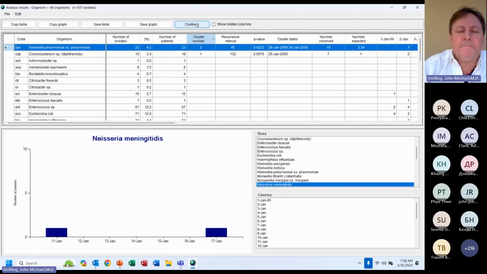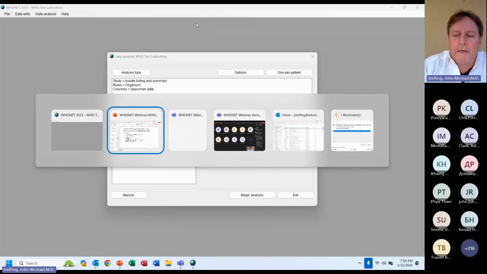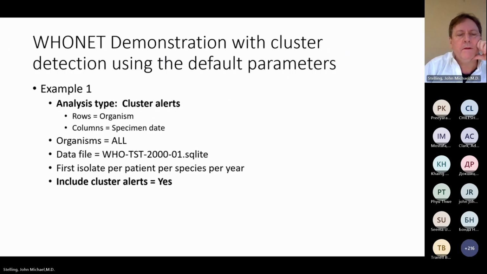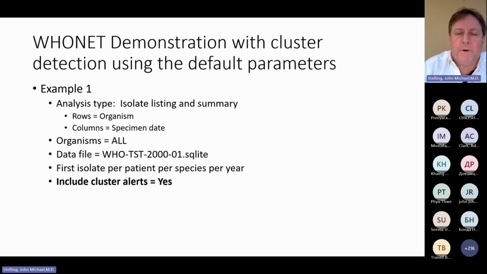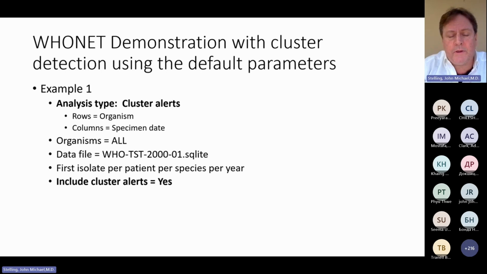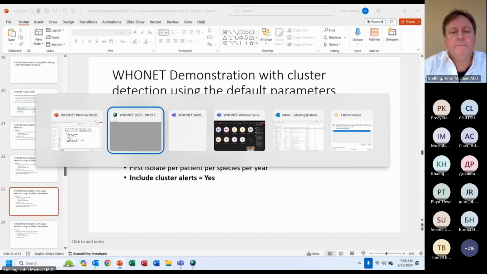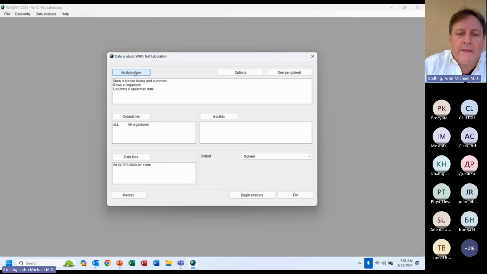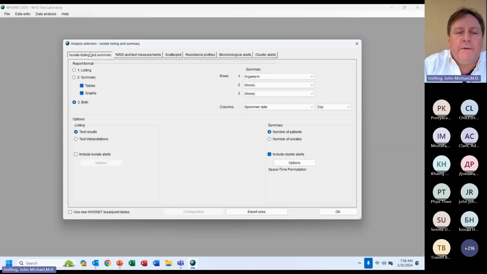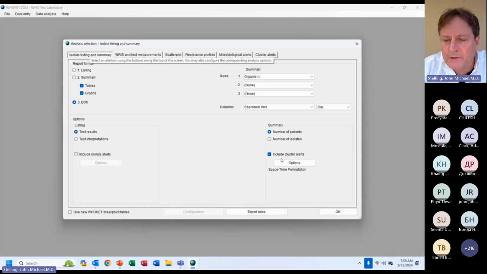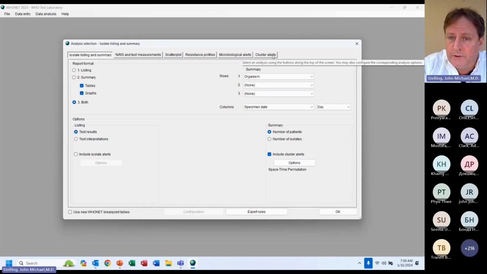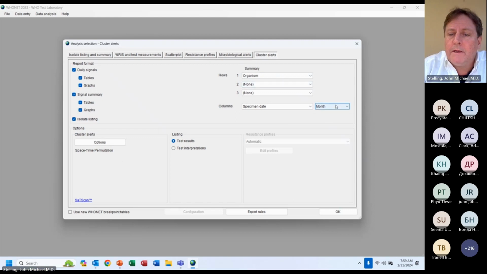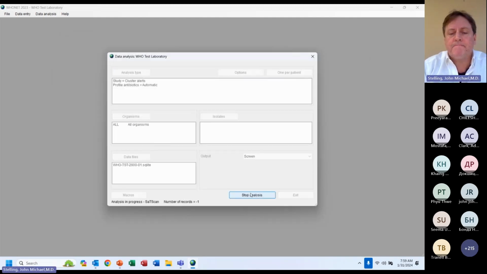So I'm going to click on continue. Going back to my PowerPoint. Here, I have changed the analysis. Instead of doing isolate listing and summary, I'm going to do the analysis called cluster alerts. I go to analysis type. And instead of doing isolate listing and summary with the cluster alerts, I will click on cluster alerts directly. I will change the graph to be by day. And I will click OK, and I will begin the analysis.